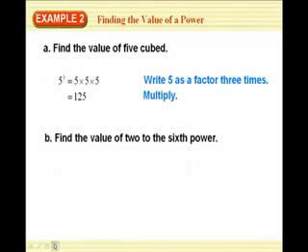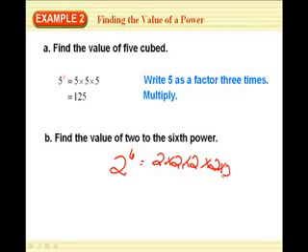Find the value of 2 to the 6th power. Well, let's see here. 2 to the 6th power would be like this. So it'd be 2 times 2 times 2 times 2 times 2. 1, 2, 3, 4, 5. I need one more.